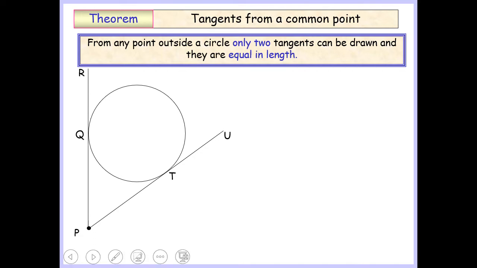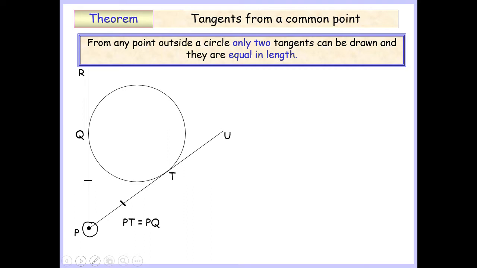Do you see that both of these tangents are drawn from the point P? Sien julle? Okay. Then I have a theorem that says those two line segments will be equal to one another.